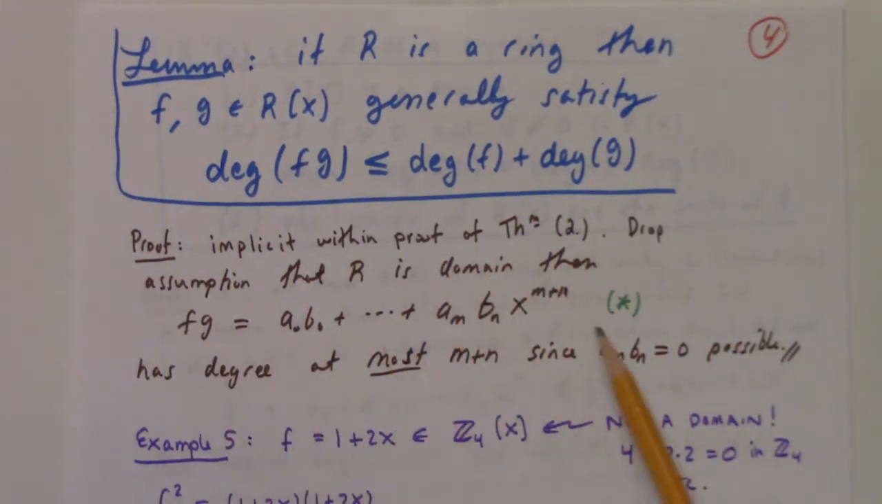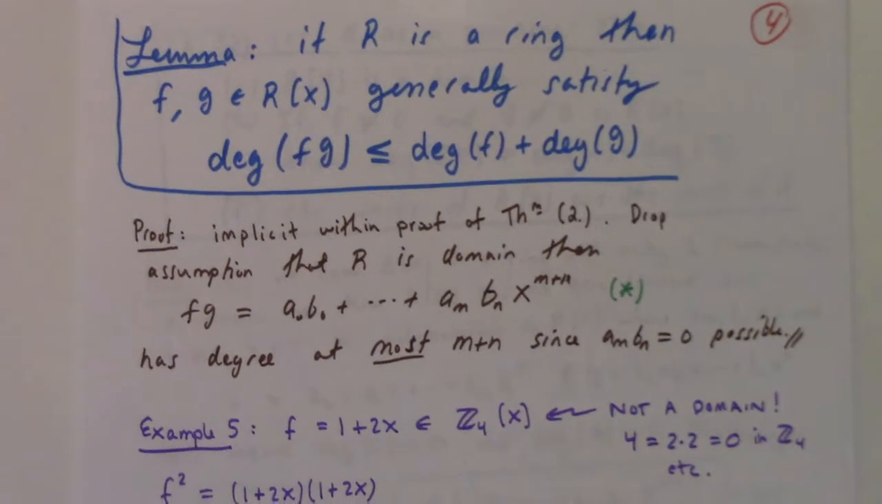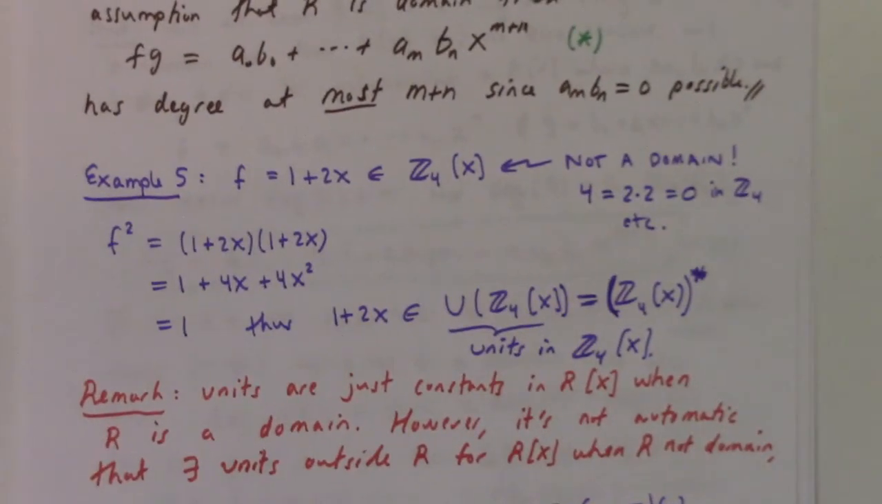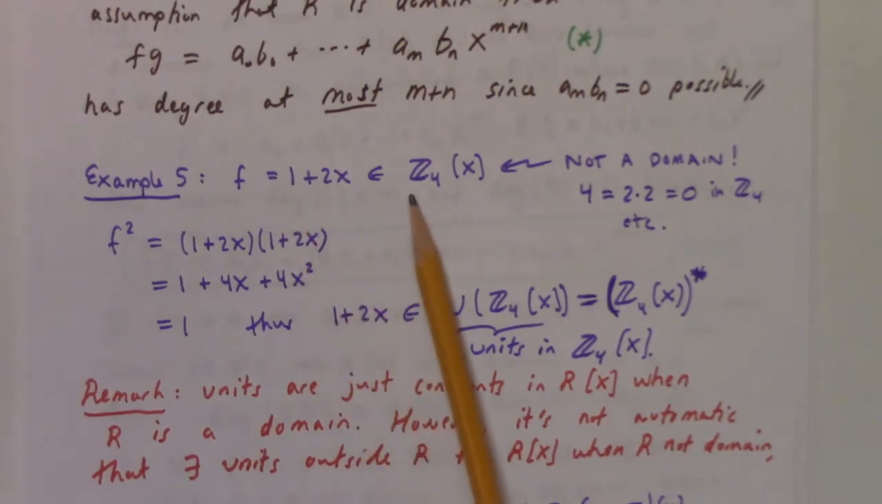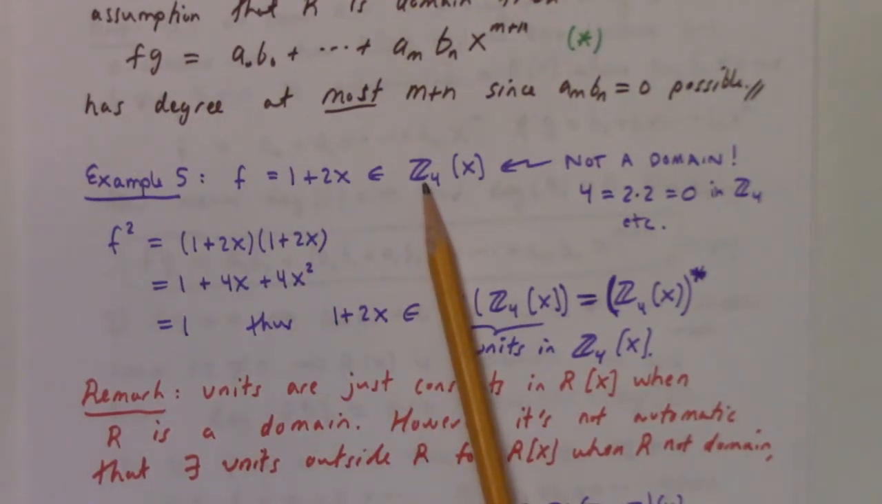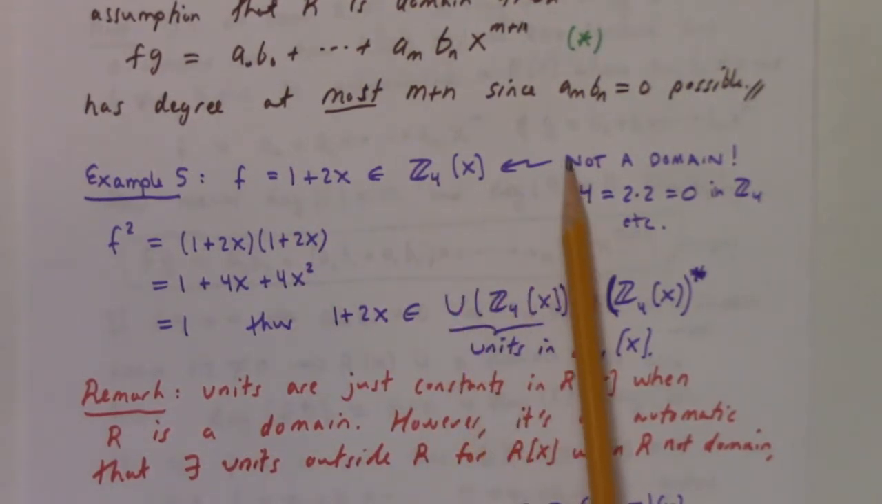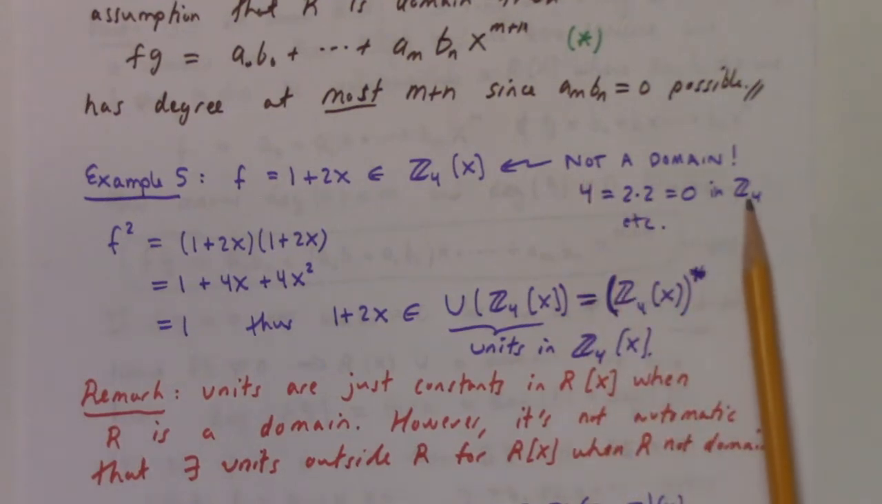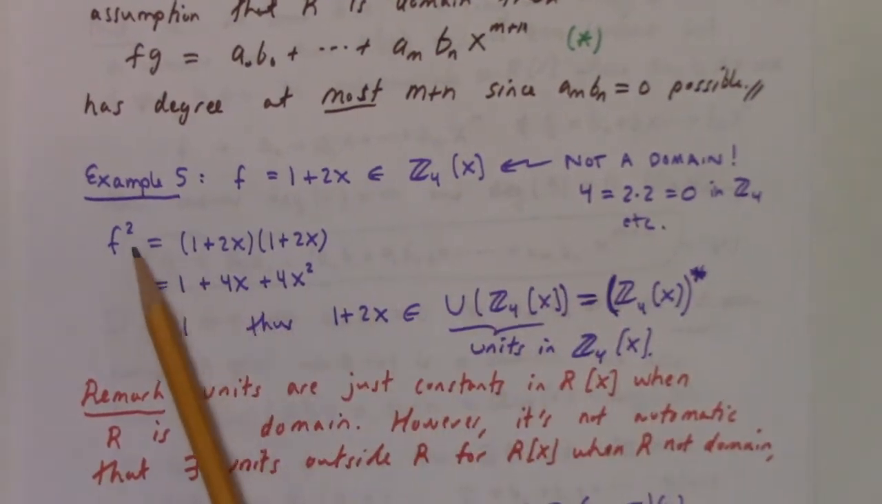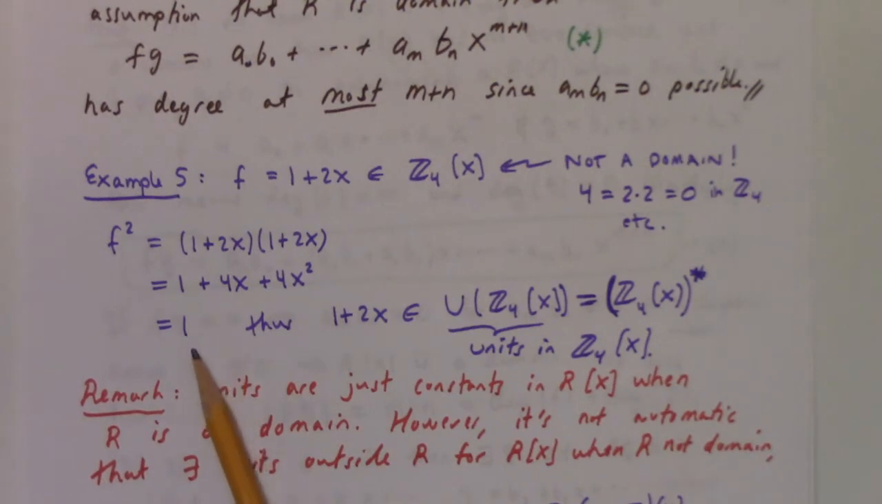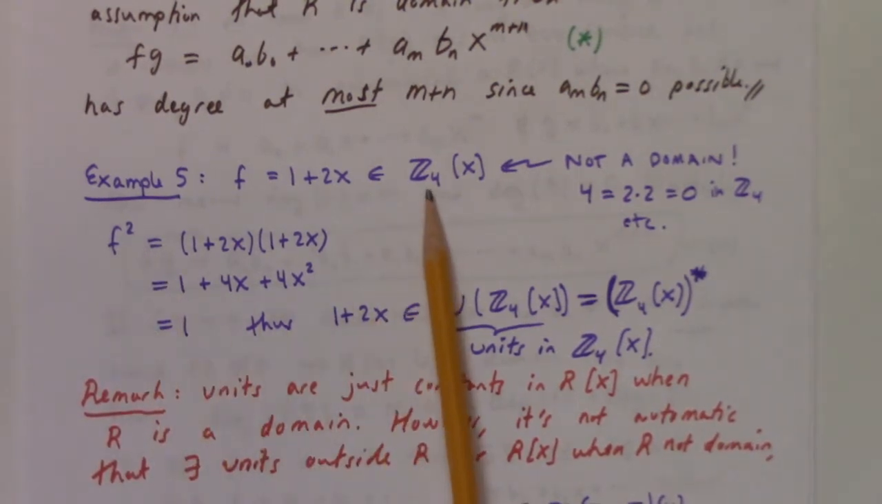Again, that was the star equation from the last page. The point here is that that doesn't have to be non-zero for R not a domain. Okay, I think I've said that enough. Example 5 is really neat. Here we have 1 plus 2x with coefficients from Z_4. Of course, this is not a domain because Z_4 has zero divisors. And f squared ends up being equal to 1, which means f is its own inverse. f is a unit in Z_4[x], right?